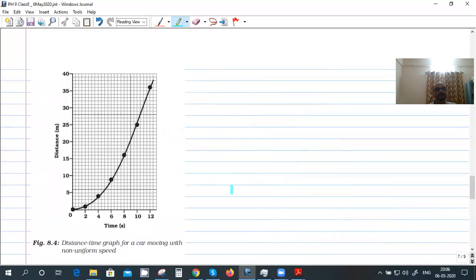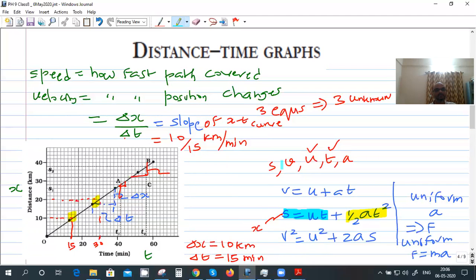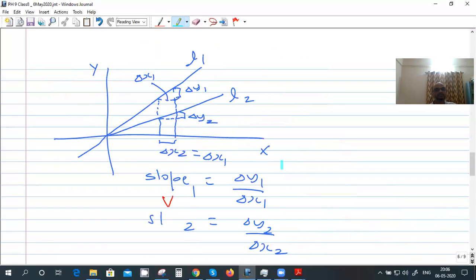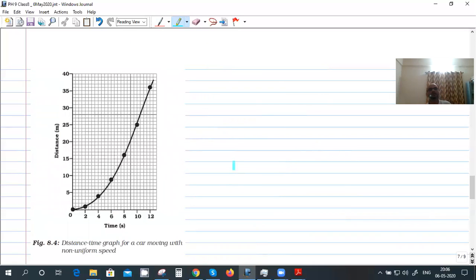Yes. Okay. Next, take the next complication. Here, the distance is changing with time in this fashion. Previously, it was a straight line, distance versus time. Now it is a curve. Okay. Now is the velocity changing from point to point? Yes, it is. So velocity is delta x by delta t. So it's basically slope.